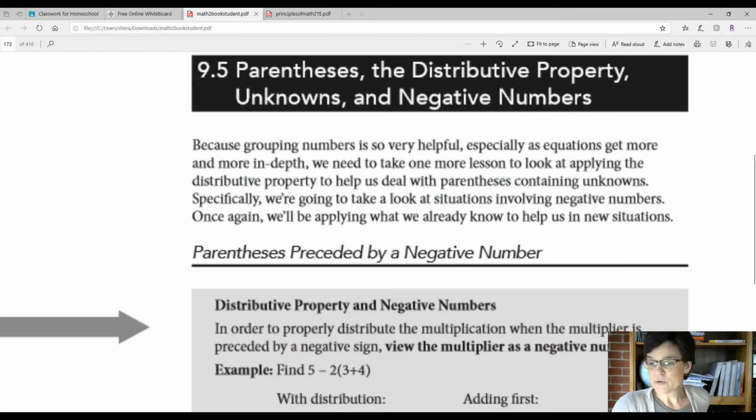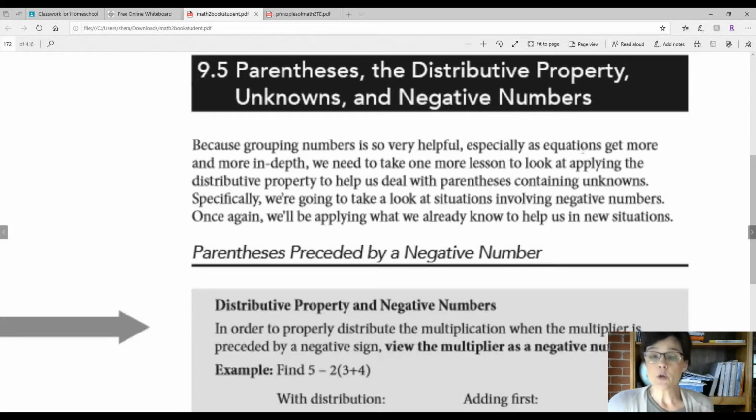Morning. We're going to go ahead and do section 9.5. This is the last section in chapter 9. We're just going to kind of go over it. There's a few new things that we're going to be adding to it, but not too new. So anyway, let's go ahead and start looking at it right quick, and then you're going to do your worksheet.